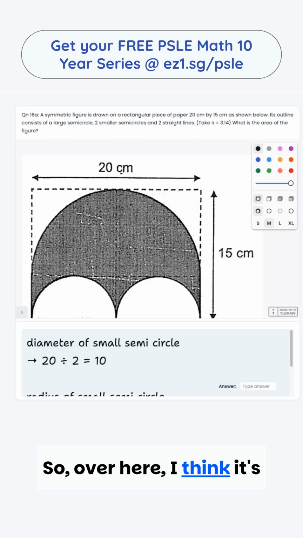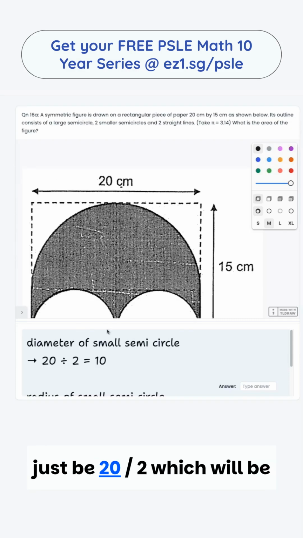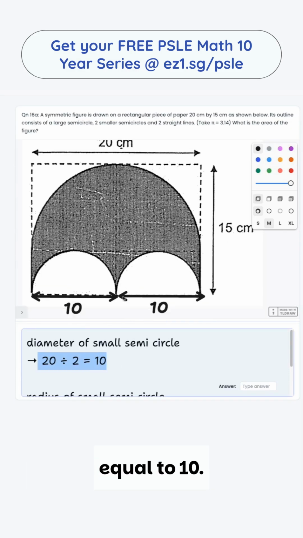So over here, I think it's pretty straightforward. This is a symmetric figure. That means it has equal sides, right? So with this, the small semicircle diameter will just be 20 divided by 2, which will be equal to 10.